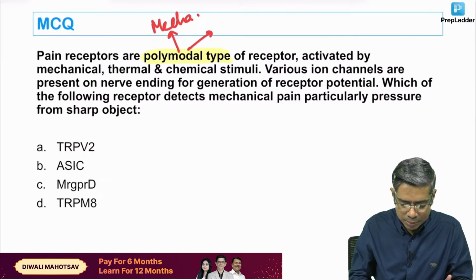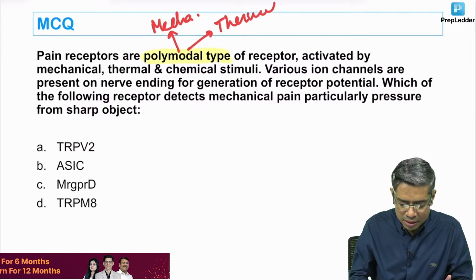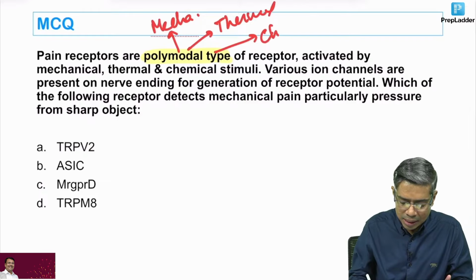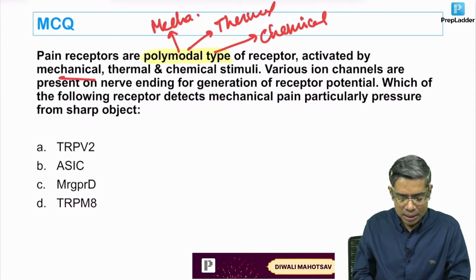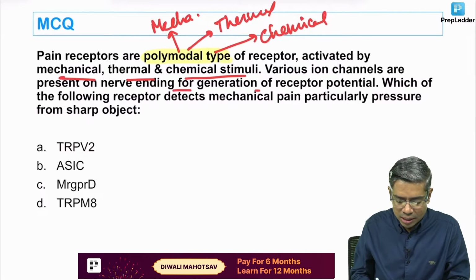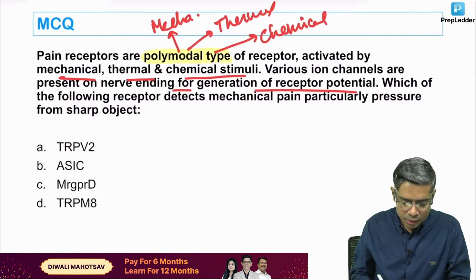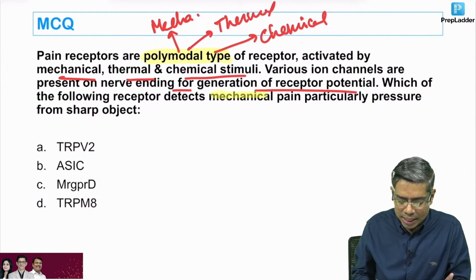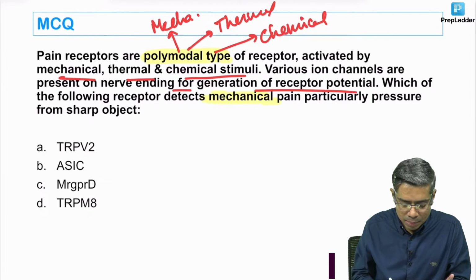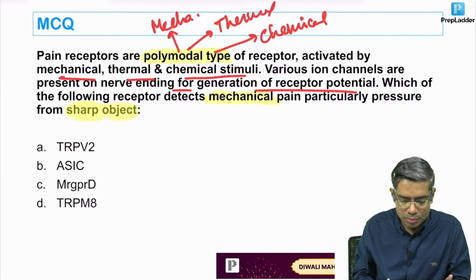Okay, it can be stimulated by thermal stimulus, it can be stimulated by chemical stimuli. That's why this is a kind of polymodal receptor activated by mechanical, thermal, chemical. Various ion channels in the nerve generate an action potential. Okay, so the question is very specific: mechanical pain, particularly pressure from a sharp object.